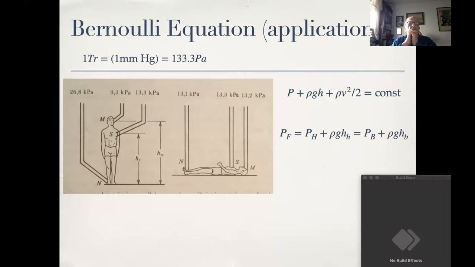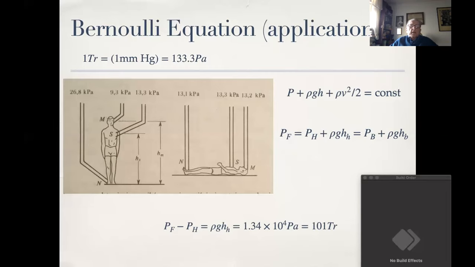If I neglect the kinetic energy contribution, then there is an obvious relation between the pressure in the blood artery in my feet, P sub F, and the pressure in my heart, P sub H. The difference is the height difference between my heart and my feet times the density of blood times the gravity acceleration. And the same, of course, applies to the relation between the pressure in the blood artery in my feet and in my brain, and that is this difference.